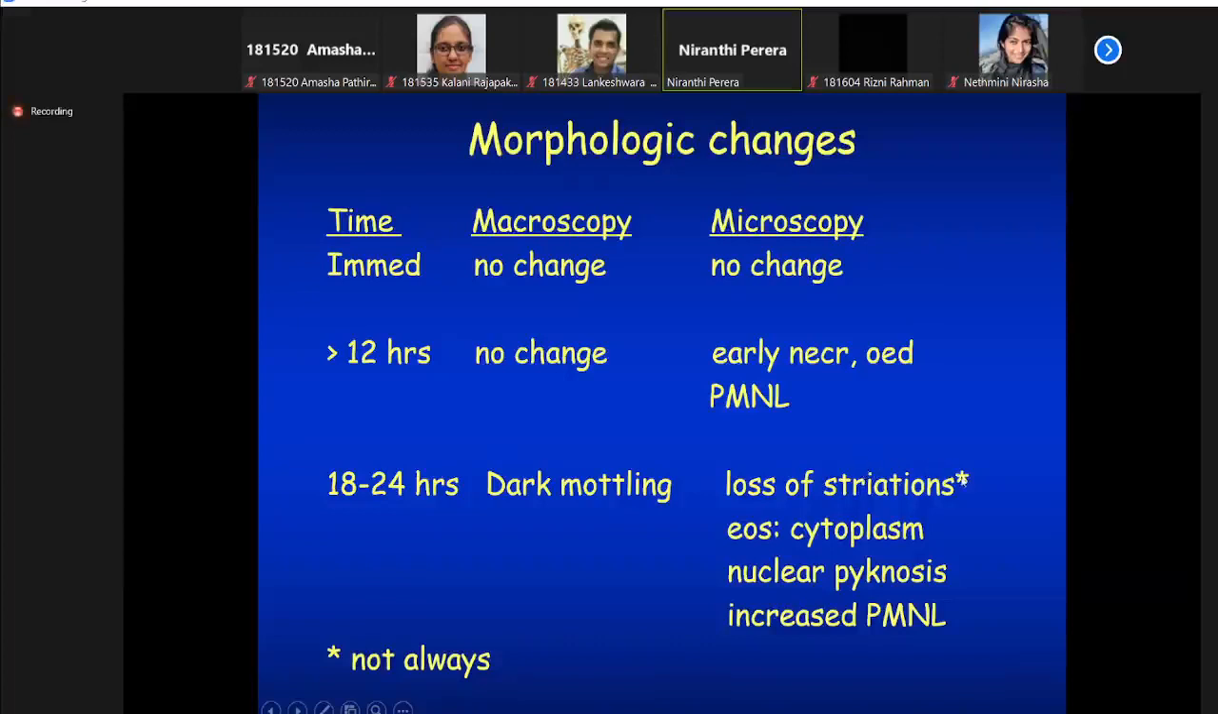Now, I have put a little asterisk there and said not always, because now, because of reperfusion and all that, sometimes these striations may not be lost. Nobody's going to ask you about that. But I just thought, because it's in some of the books, you all might get confused when I say loss of striations.